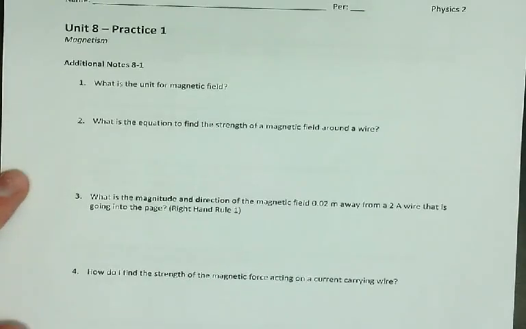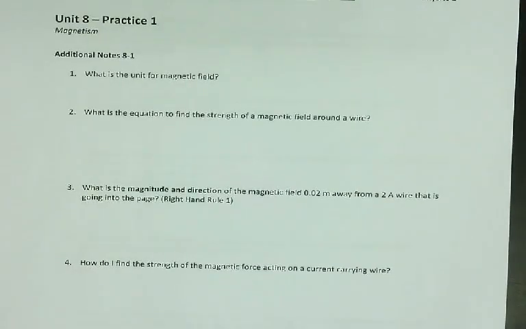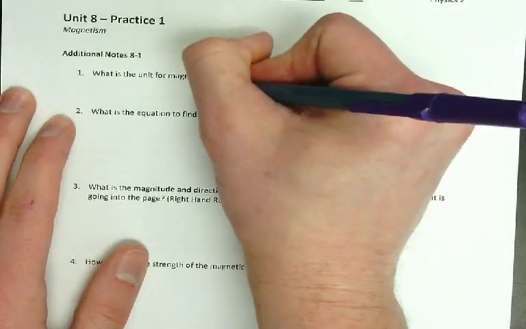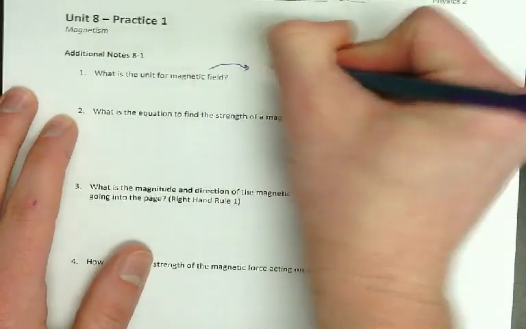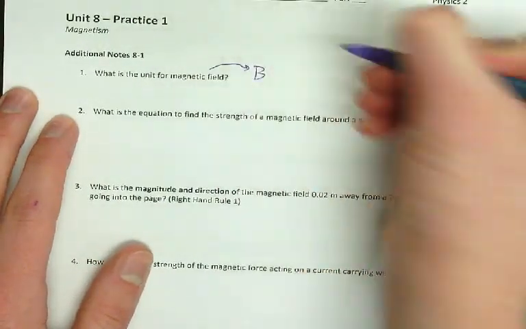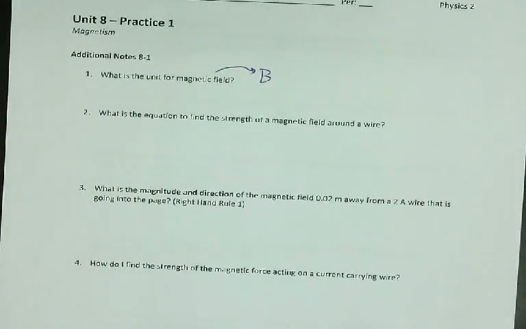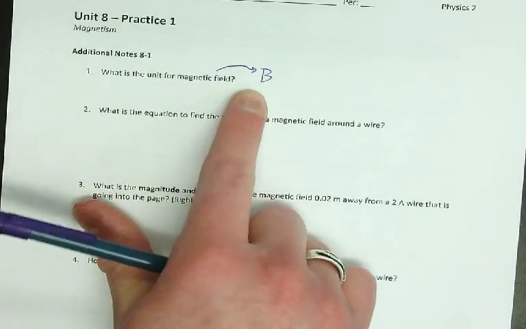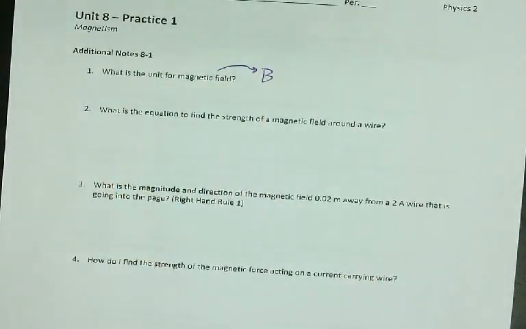All right. Number one, what is the unit for magnetic field? So let's start with this. I forgot to tell you the symbol for magnetic field, so we should probably start there. The symbol for magnetic field is capital B. So I'm frequently going to call them B fields. So if you hear me say B fields, I mean magnetic field. So magnetic field, the symbol is B, because of course it is.